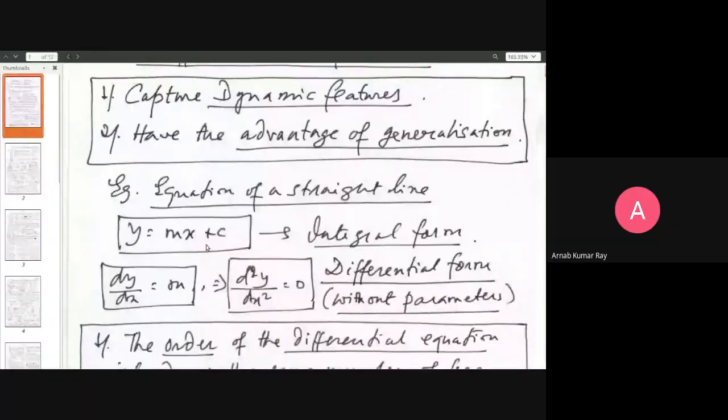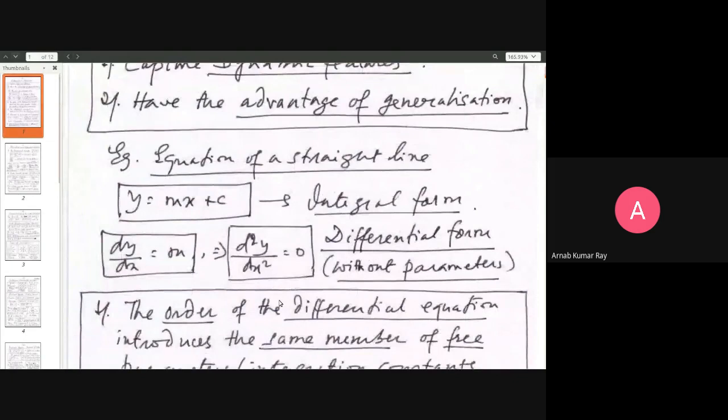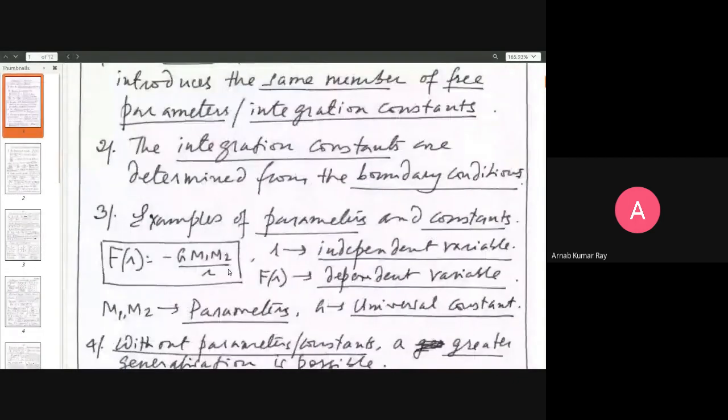Here, these are the additional notes. We have already discussed this. By the way, here is the equation of a straight line, integral form, differential form. I just discussed all that. There's an error here. It should be r squared. I'll correct this and I'll give it to you. So we have discussed all these things earlier.